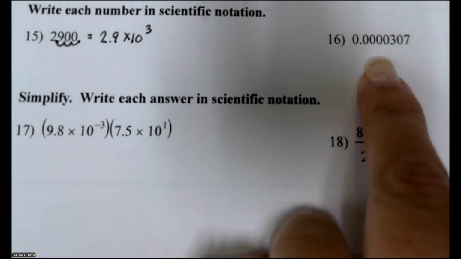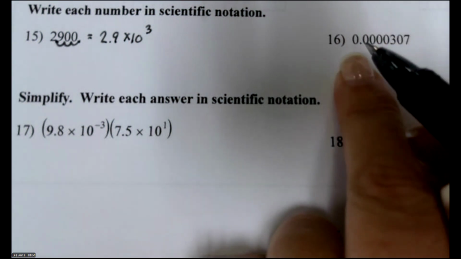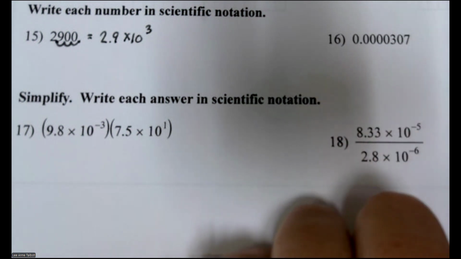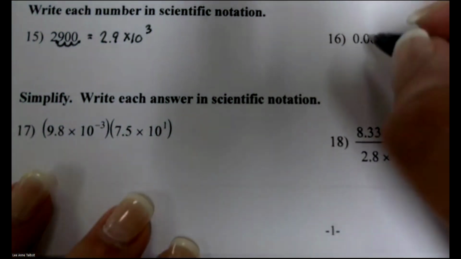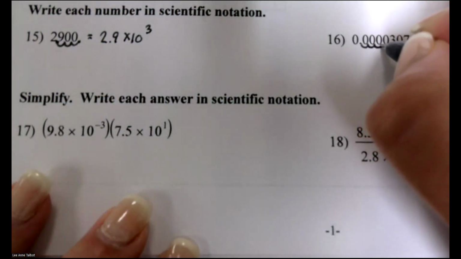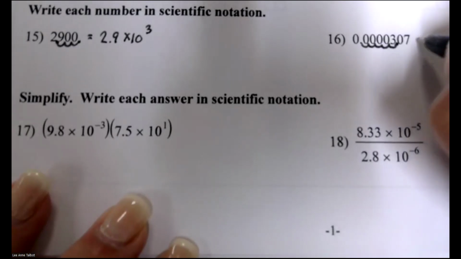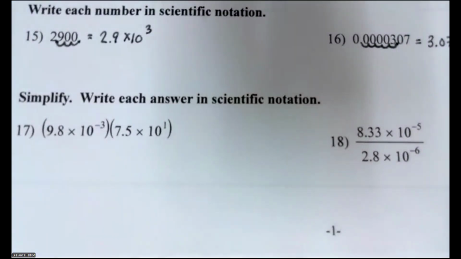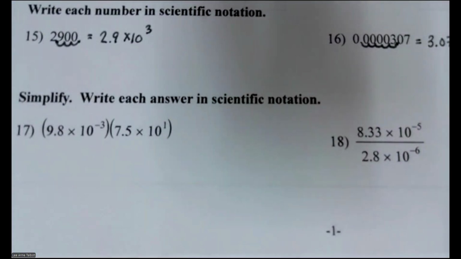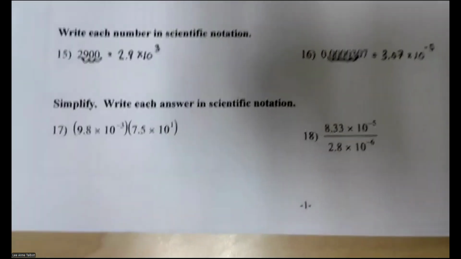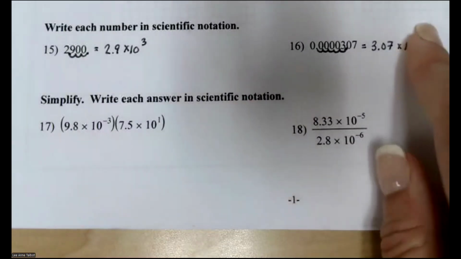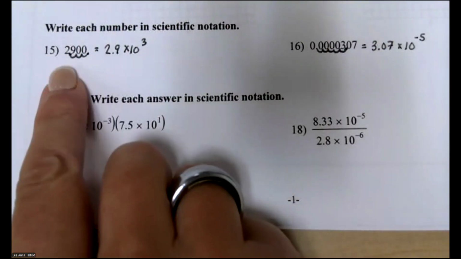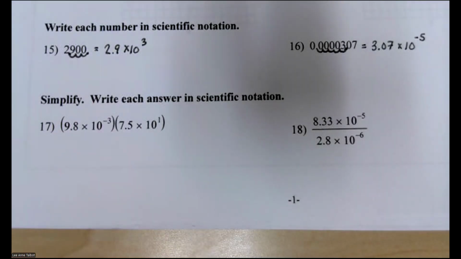Okay, number 16. The decimal's already there. What 2 numbers do I need to move it between? 3 and 0. Beautiful. Okay, how many spots is it? 1, 2, 3, 4, 5. And that's negative because this was a tiny decimal that went to scientific notation, and this is positive because it was a big number that went to scientific notation.